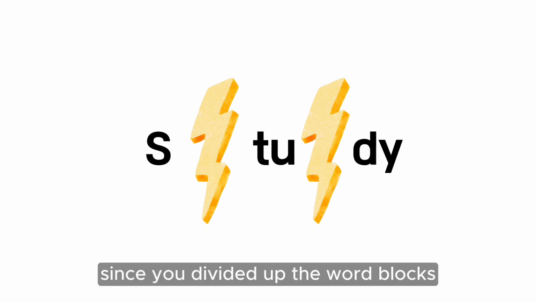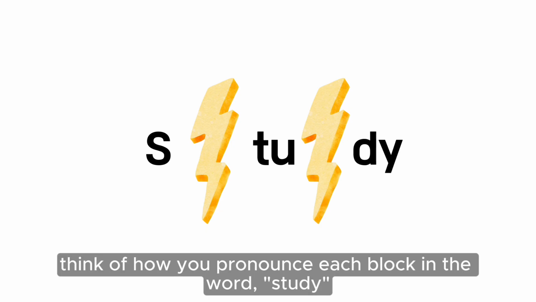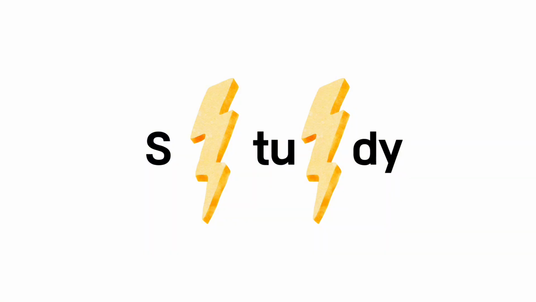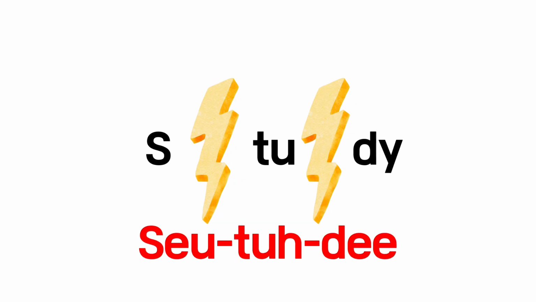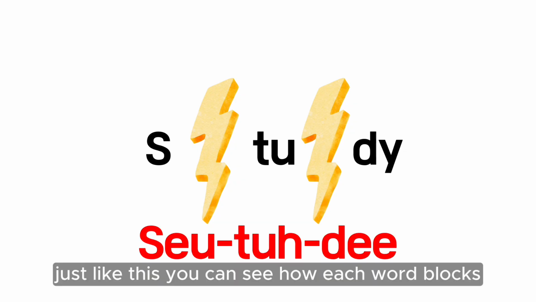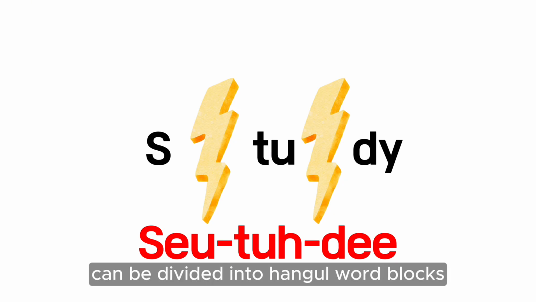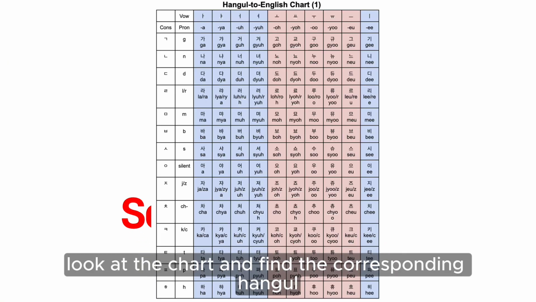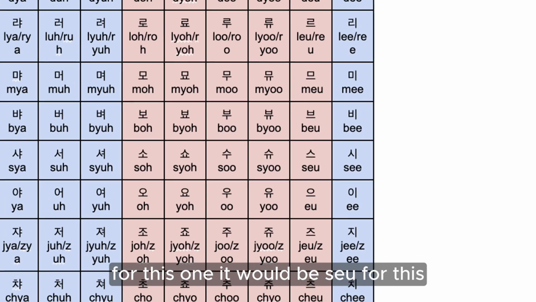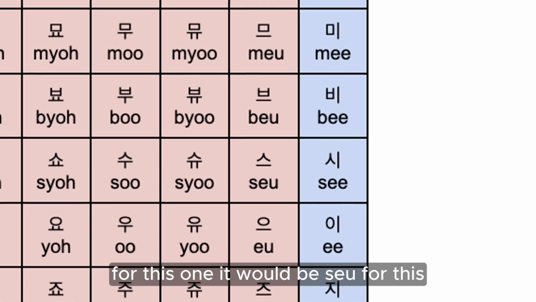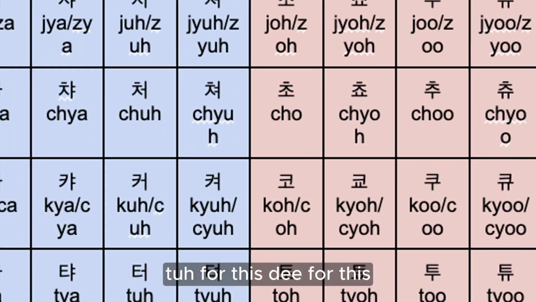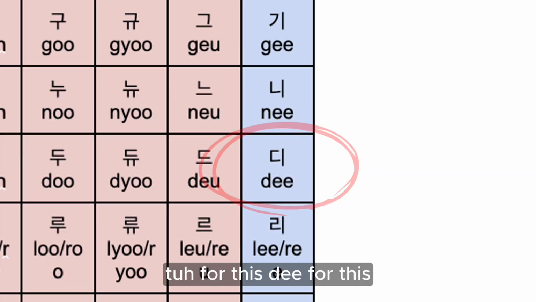Since you divided the word into blocks, think of how you pronounce each block in the word study. Study, study, study. Just like this, you can see how each word block, although it might be spelled differently in English, can be divided into Hangul word blocks. Then, look at the chart and find the corresponding Hangul. For this one, it would be S for this, T for this, T for this.